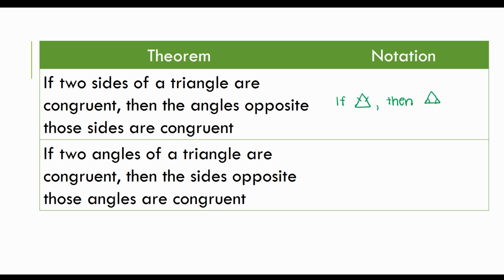Okay, my second theorem states if 2 angles of a triangle are congruent, then the sides opposite those angles are congruent. So essentially, it is just that first theorem, but it's flipped around. So our notation, instead of writing that whole if-then, we can write if the angles are congruent, then the 2 sides opposite them are congruent. So we're essentially just flipping the 2 triangle pictures around.